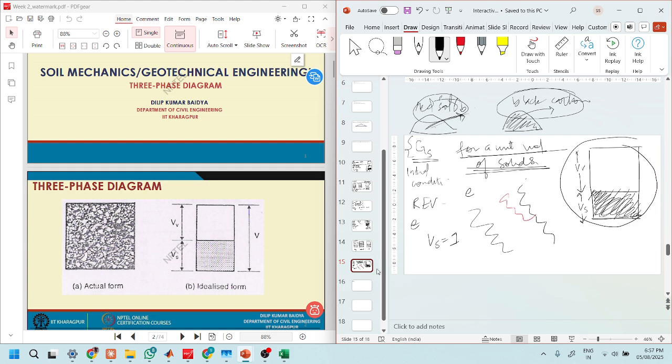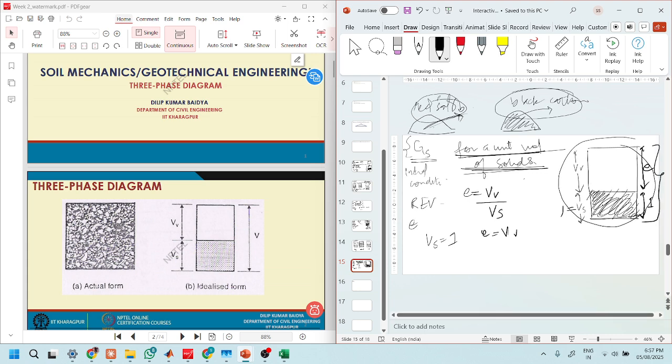So for a unit volume of solids, your void ratio will be volume of voids over volume of solids, and with volume of solids as 1, your e will be the volume of voids. This is a representation. The whole volume of this REV will be 1 plus e.